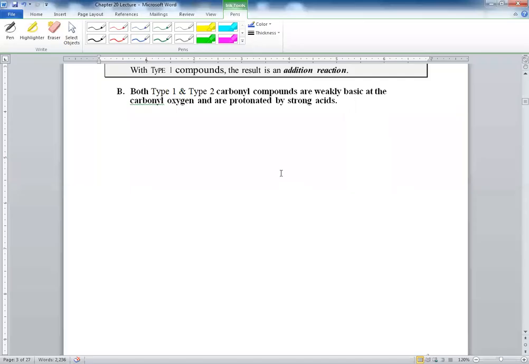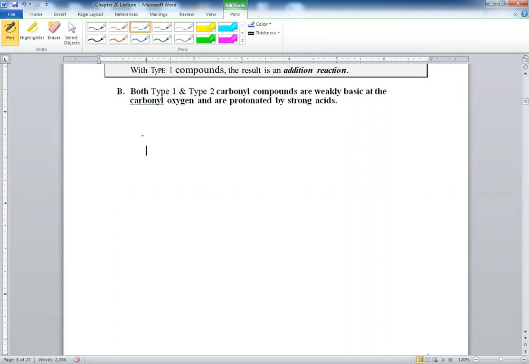So both types 1 and 2 carbonyl compounds are weakly basic. By weakly basic, meaning that they will not react readily with acids unless you have strong acids. At the carbonyl oxygen, and like I said, are protonated by strong acids.